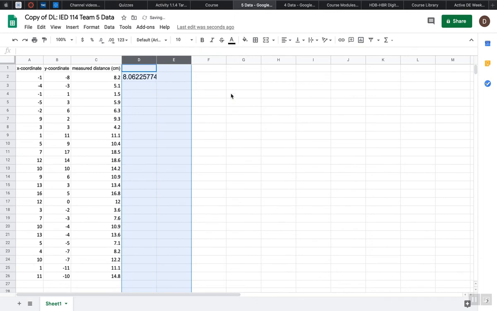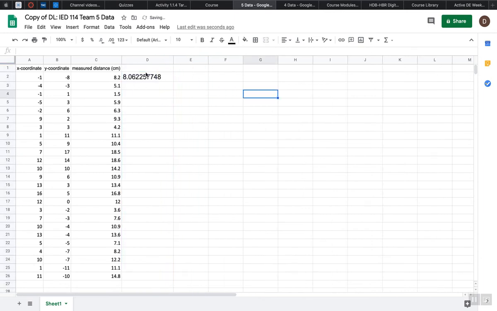And so what we have here is a nice little formula that calculates the distance between 0, 0 and this coordinate, -1, -8. And it comes out 8.062, and so on, which is just a little bit off from what they measured with the ruler. And I'm going to let you think about why that is in a minute. But I just want you to look up here at this equation. Sorry, it's probably kind of small.